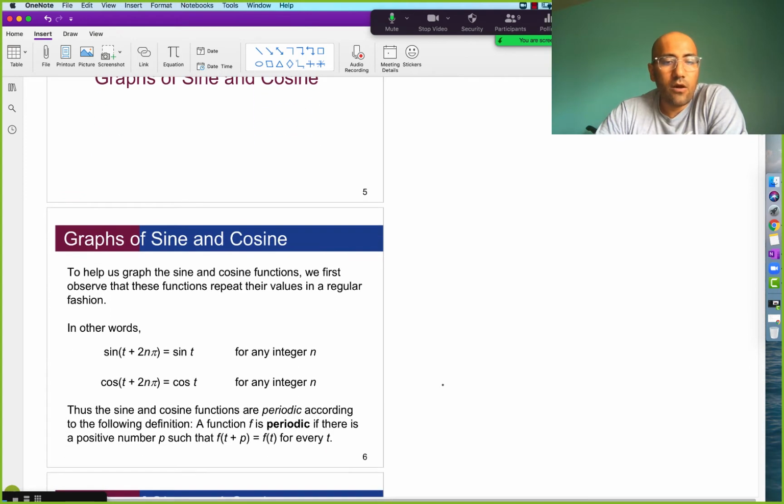Okay, so as far as the basic graph of a sine and cosine function, there are a few things we already know. We know that for both sine and cosine, if we add a multiple of 2 pi, we end up back at the same ordered pair, right?